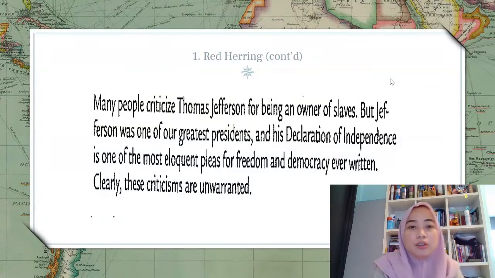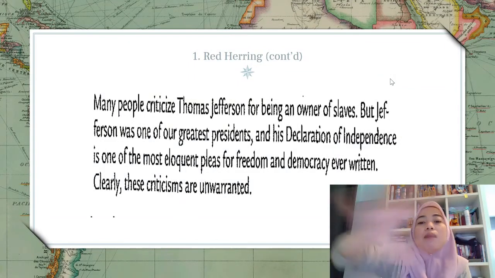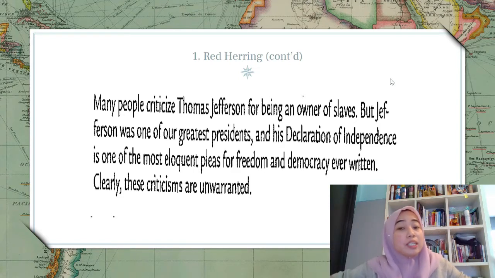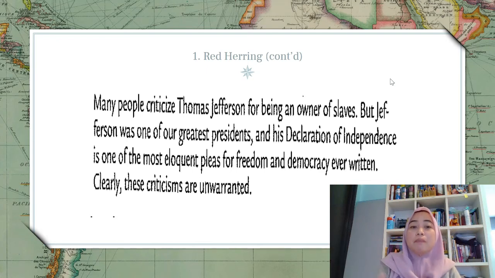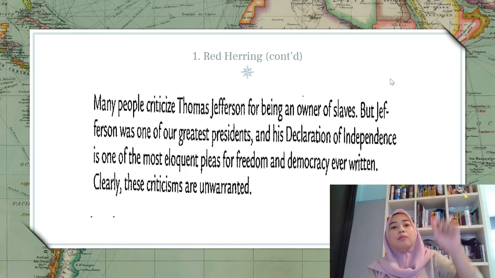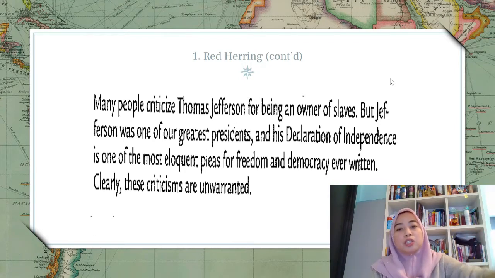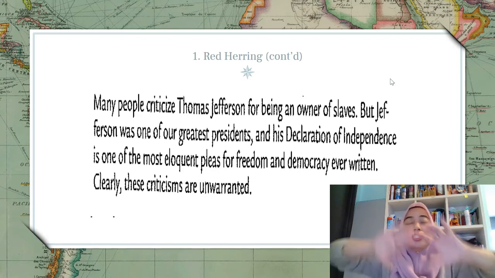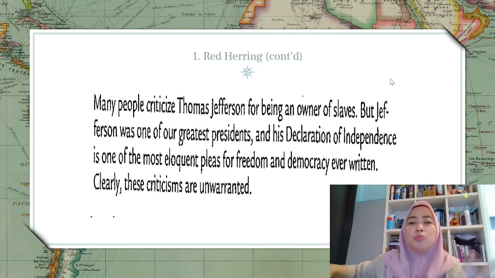So an example here is that many people criticize Thomas Jefferson for being the owner of slaves, but Jefferson was one of our greatest presidents, and his Declaration of Independence is one of the most eloquent pleas of freedom and democracy ever written. Clearly, these criticisms are all wrong. So the argument that we're looking at here: when people criticize Thomas Jefferson for having a lot of slaves, this person obviously wants to direct the attention by saying that he is one of our best presidents. He's the good one. He did this, he did that.